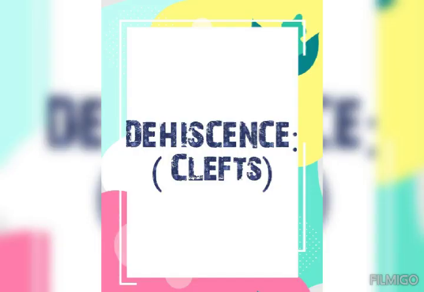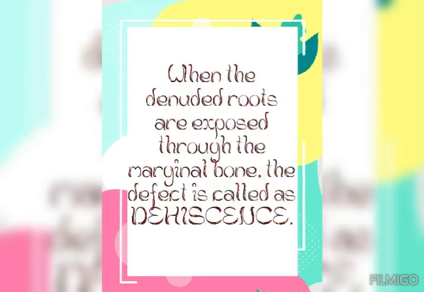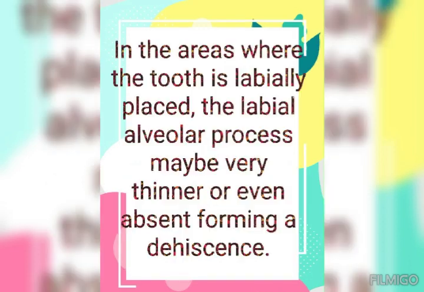What is dehiscence? Dehiscence is also called a cleft. So when the denuded roots are exposed through the marginal bone, the defect is called dehiscence. So the root is exposed through the marginal bone. There is no bone covering the root. This is called dehiscence.